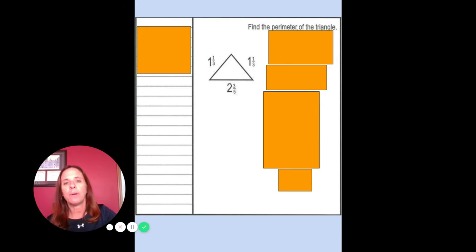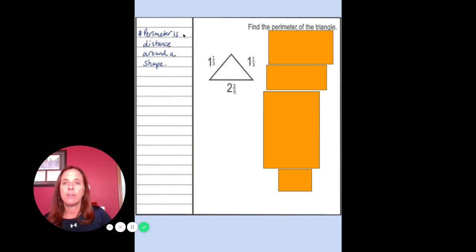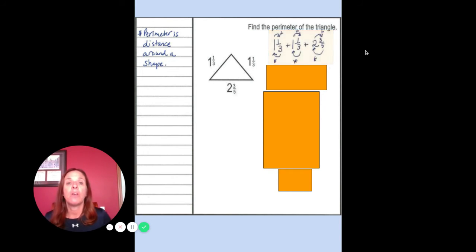The example that we're going to use is actually a perimeter problem. So on this page, we're going to define perimeter. Perimeter is the distance around a shape. So perimeter talks about that outside. If you physically walked around that shape, how far would you go? So to find the perimeter of the triangle, we're going to add the three sides.